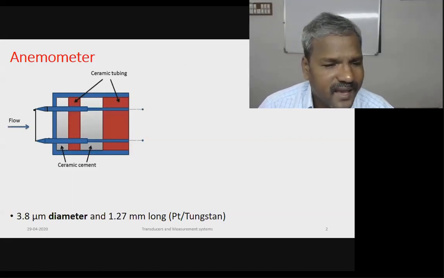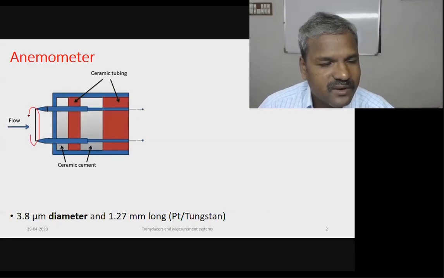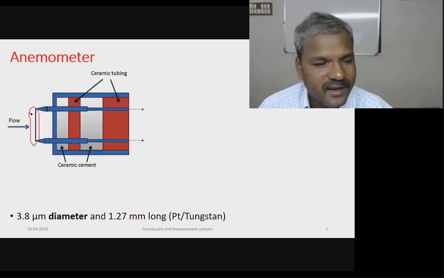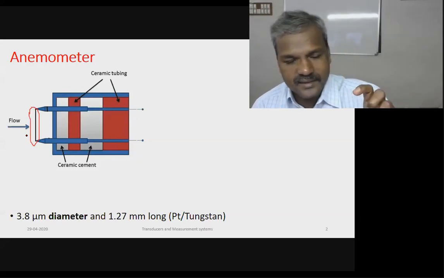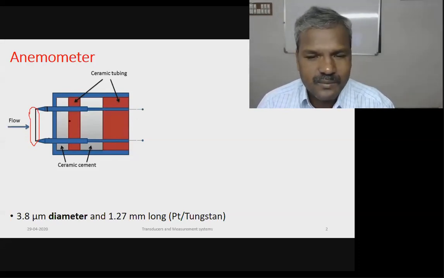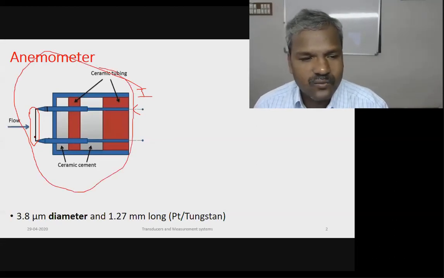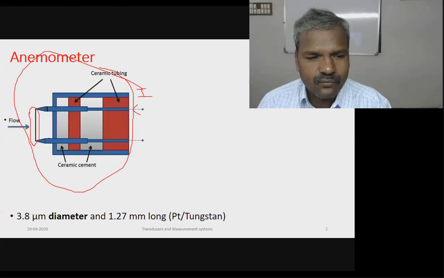So this is the wire, whose diameter is 3.5 micrometer and whose length is around 1.5 to 2 mm. When we pass current I through this setup, this entire setup is called the hot wire anemometer probe. The fluid flow hits the wire.